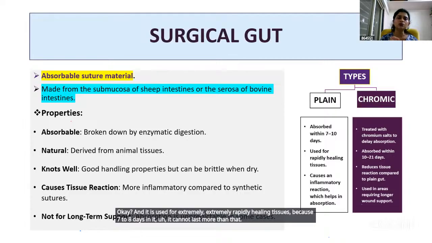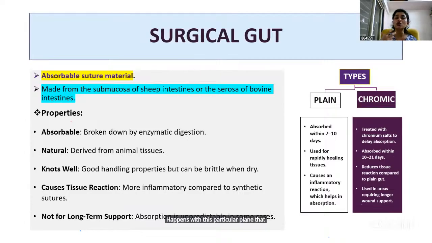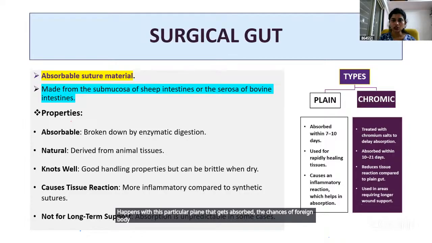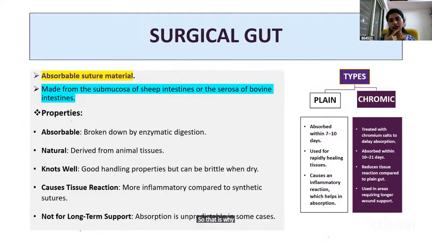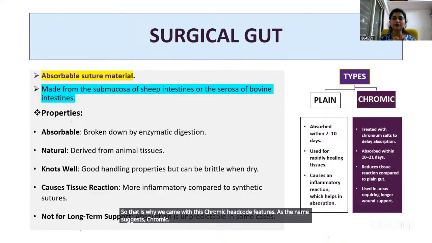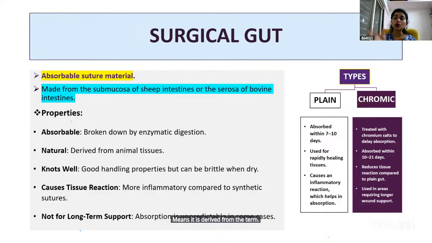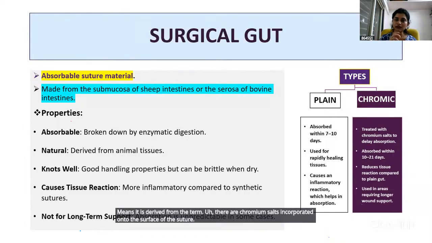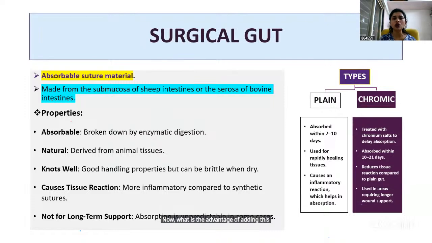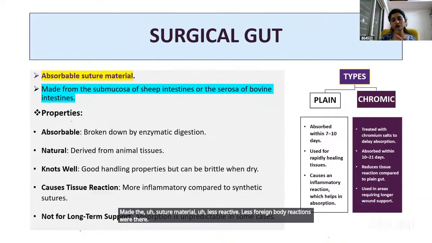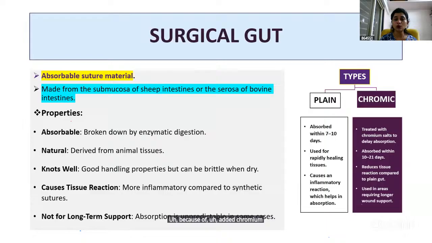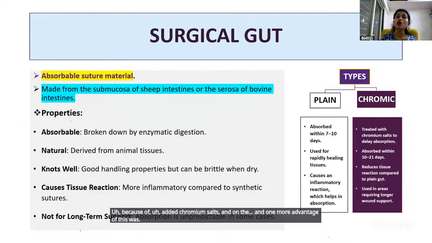What happens with this plain gut suture? The chances of foreign body reaction were even more. That is why we came up with the chromic gut suture. As the name suggests, chromic means there are chromium salts incorporated onto the surface of the suture. What is the advantage of adding these chromium salts? They made the suture material less reactive, with fewer foreign body reactions. And one more advantage was that it became a long-lasting suture.